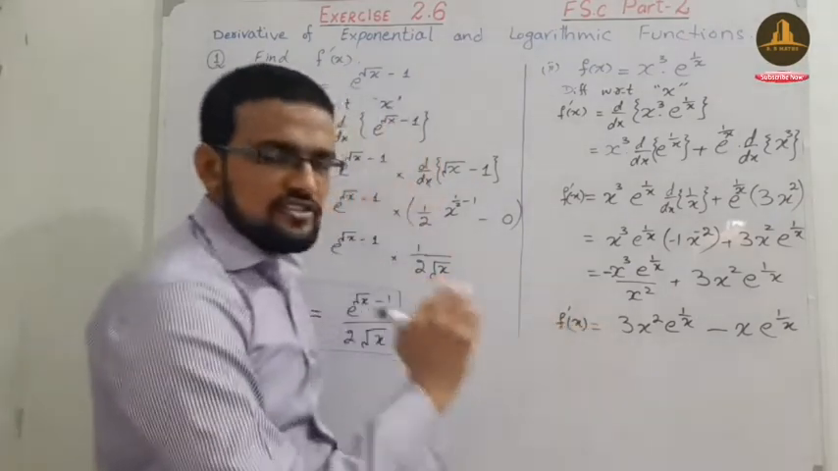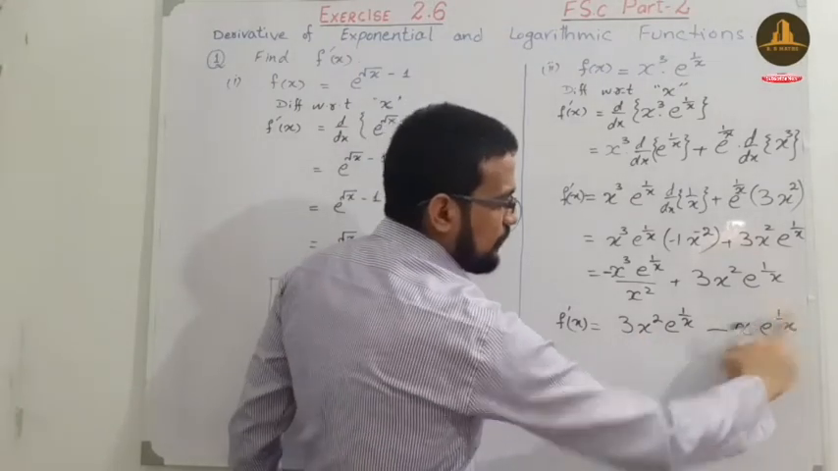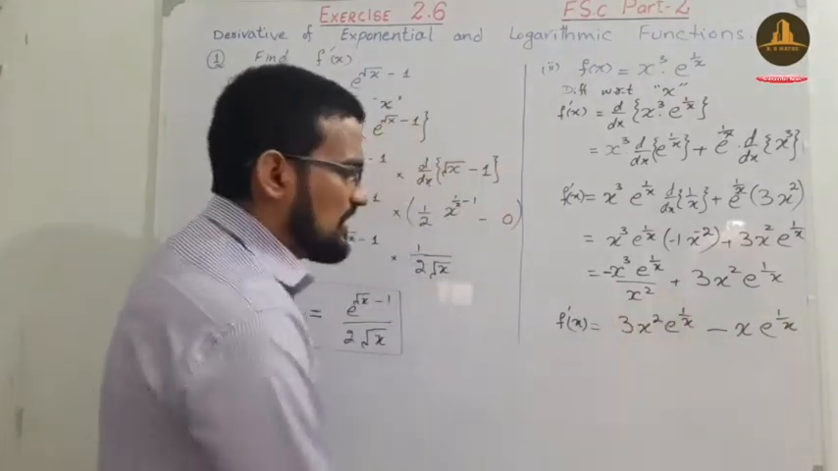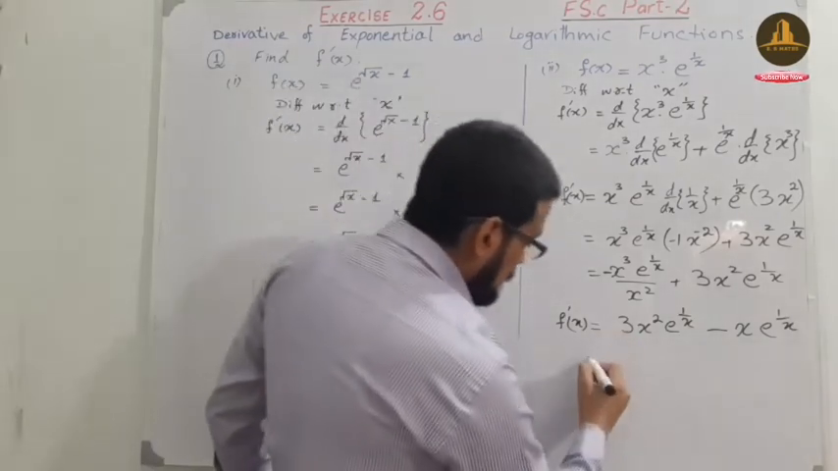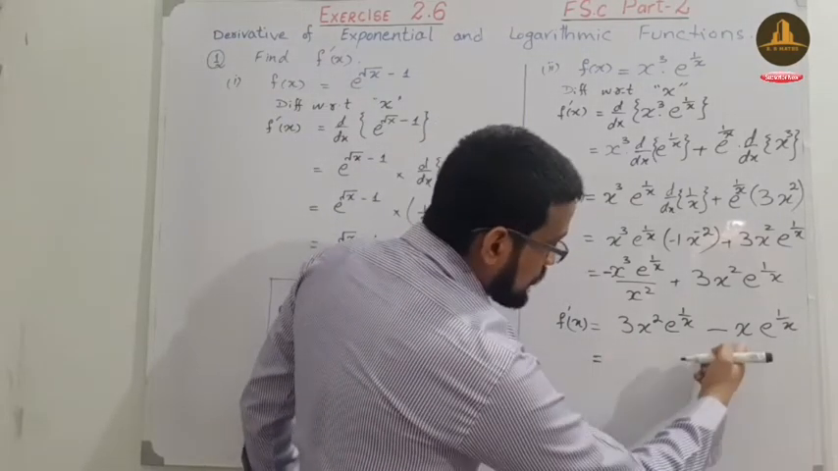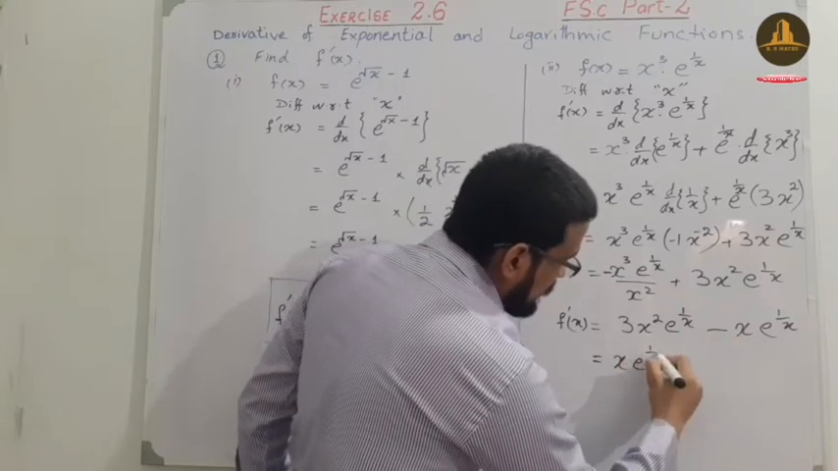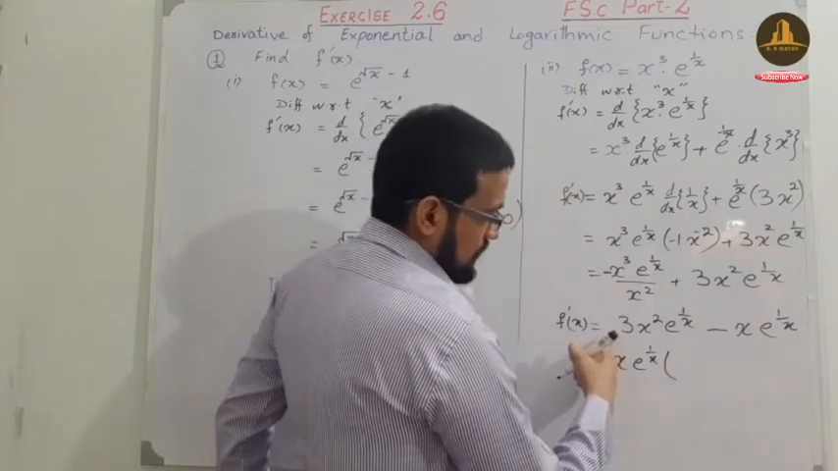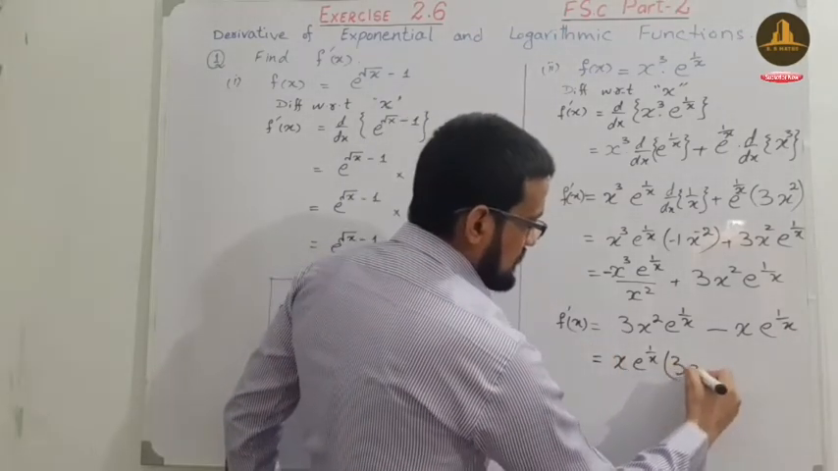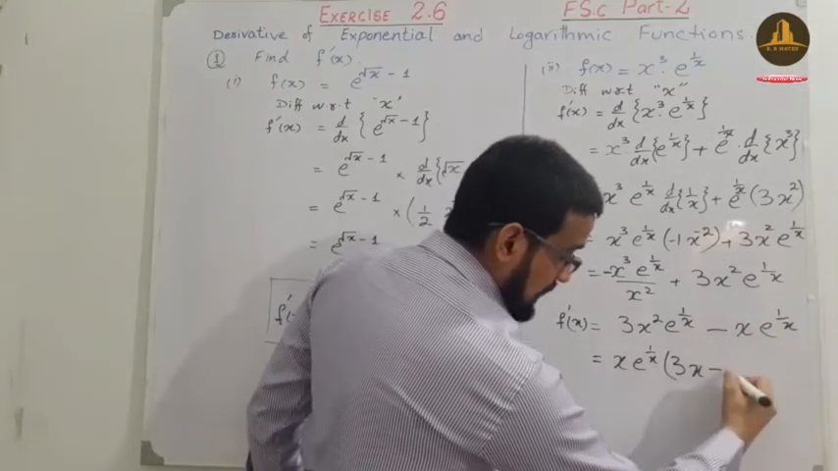For simplification, students, x square, x is common, e raised to power 1 over x is common. It means e raised to power 1 over x and x both are common. So take x and e raised to power 1 over x as a common term. So here 3x minus x common, this one common, minus 1.